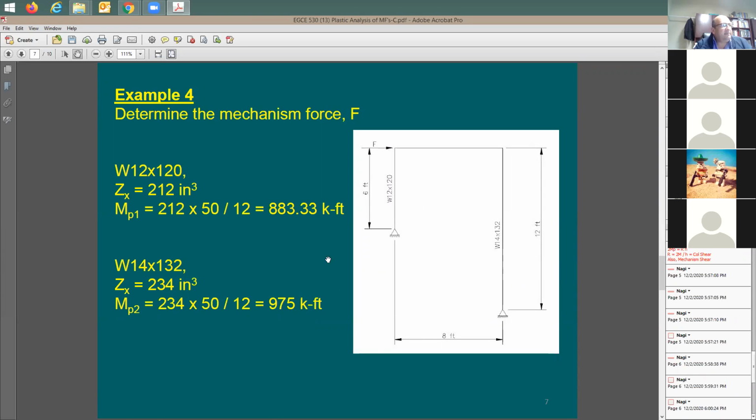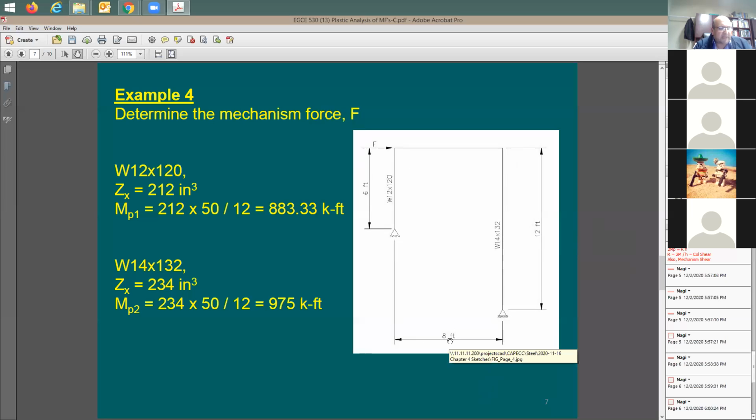So in this example, we say determine the mechanism force F. How much force is needed to fail the system? Because mechanism means what? You're going to have loss of displacement and no resistance. So what's the maximum force that you can put in there? First column is W12 by 120. Second column is different. It's W14 by 132. Column height, hinge and a hinge, and the distance is going to be 8 feet.